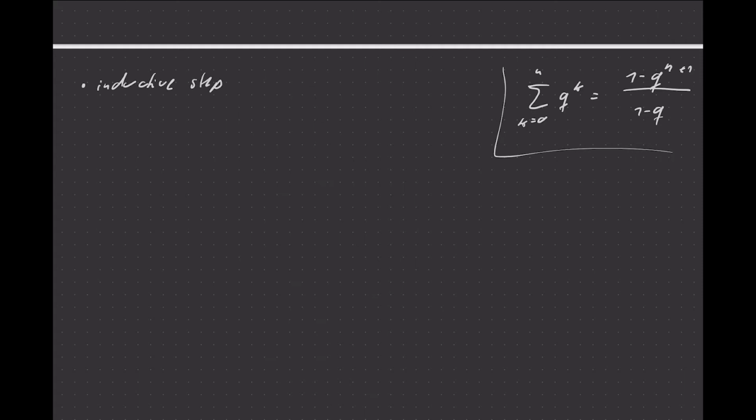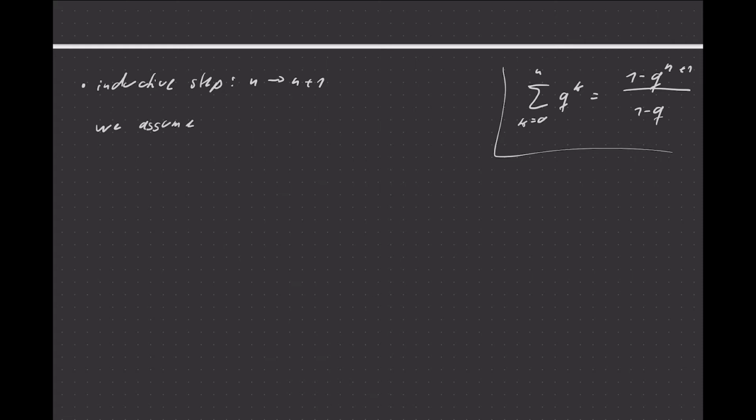Now here's the inductive step, and we're doing this from n to n plus 1. So we'll assume that the statement is true for n, and we'll prove it must then also hold for n plus 1. How do we do this? Let's first write down what we need to do.